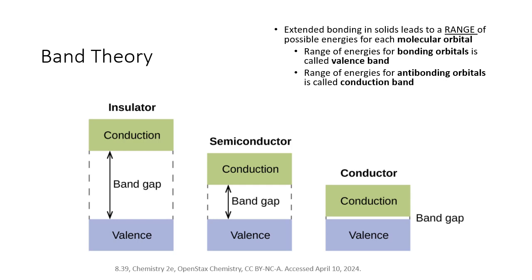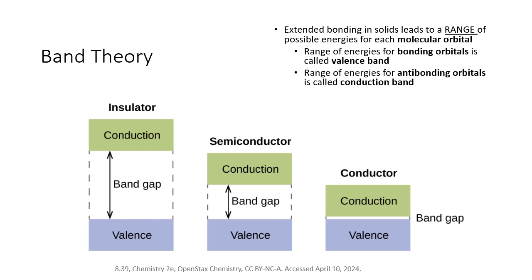And this can relate back to our HOMO and LUMO designations. The valence band would be HOMO and the conduction band would be LUMO. But for band theory, we're specifically talking about bonding and anti-bonding orbitals. So this is not necessarily the case with the HOMO and LUMO band.